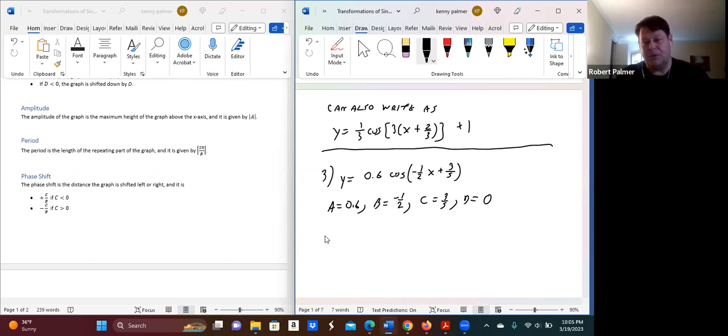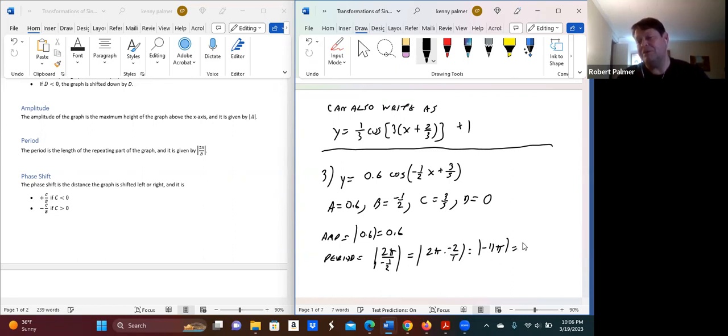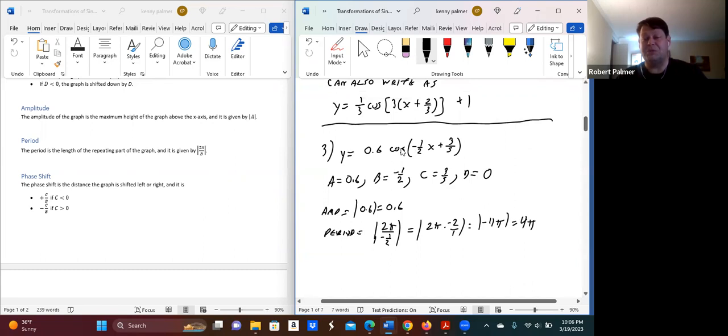So the amplitude is going to be the absolute value of 0.6, which is, of course, 0.6. My period is equal to the absolute value of 2 pi divided by -1/2. Now, this is the absolute value. Dividing by 1/2 is the same as multiplying by 2/1, and that stretches out the period. Also, this is negative, so it's going to mean -4 pi, and just 4 pi. So that actually stretches out the period. We saw something like that before. Now what the negative does is a reflection through the x-axis.